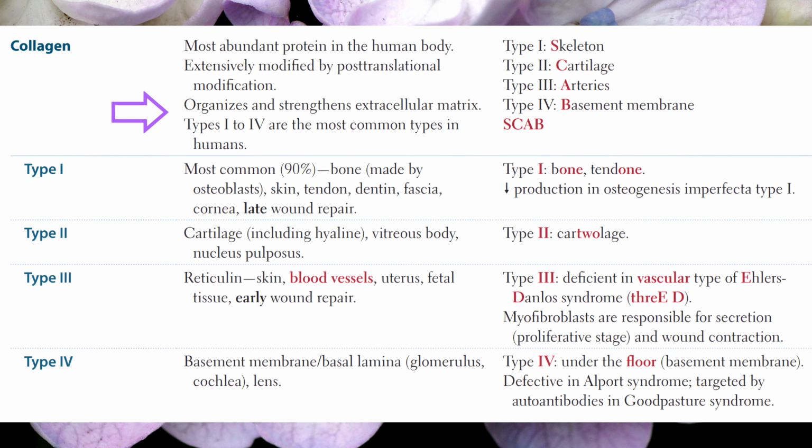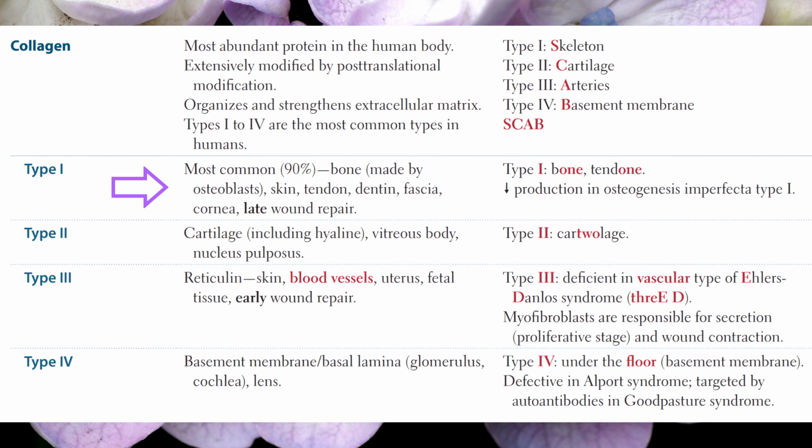Types 1 to 4 collagen are the most common types in humans. Type 1 in skeleton, Type 2 in cartilage, Type 3 in arteries, and Type 4 in basement membrane. Scab. Type 1 collagen is the most common type, which comprises 90% of collagen.